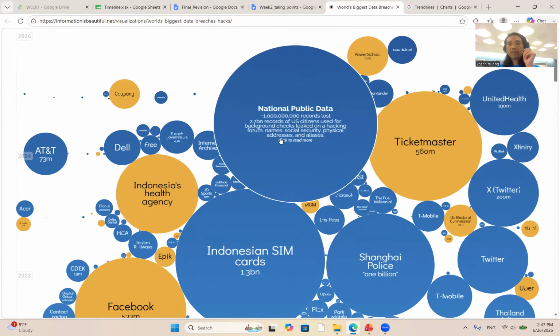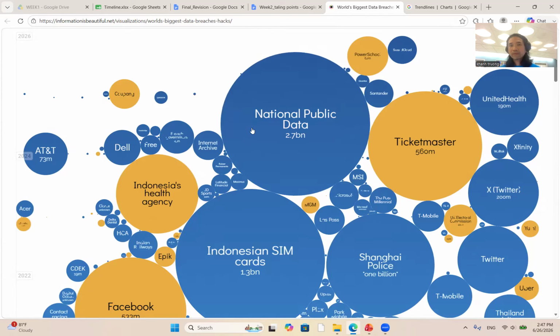Citizens' data used for background checks was leaked on a hacking forum: name, social security number, physical address, and alias. Think about that. All the data being stolen is actually taking place right here in the United States.